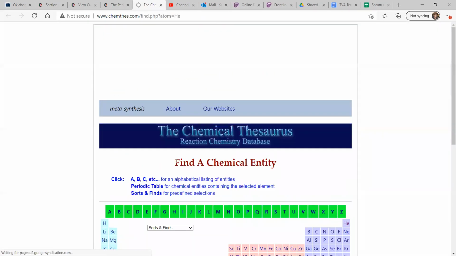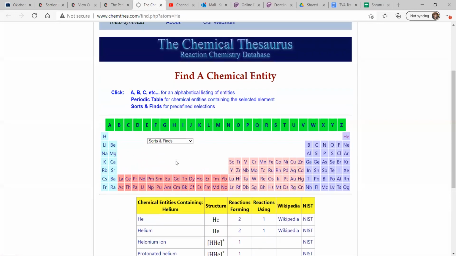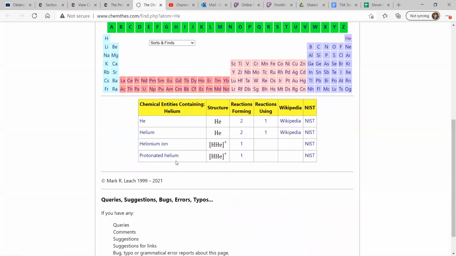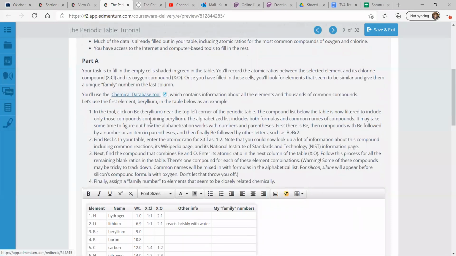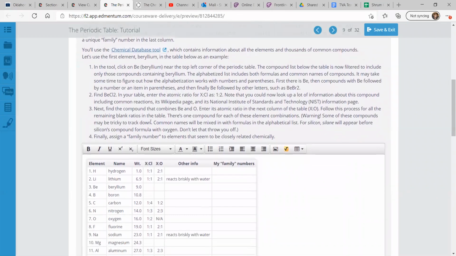So I'll show you the tool. And then I'm going to hide that. And then we're told what to do. In the tool, click on Be, which stands for beryllium. It's in the top left corner. And the compound list below the table is now filtered to include only those compounds containing beryllium.